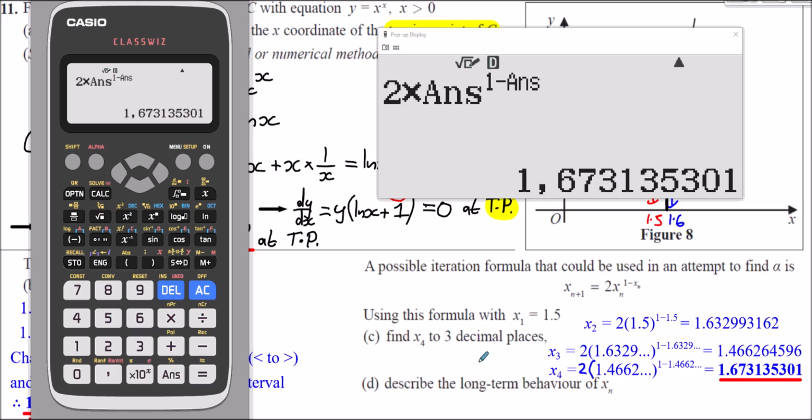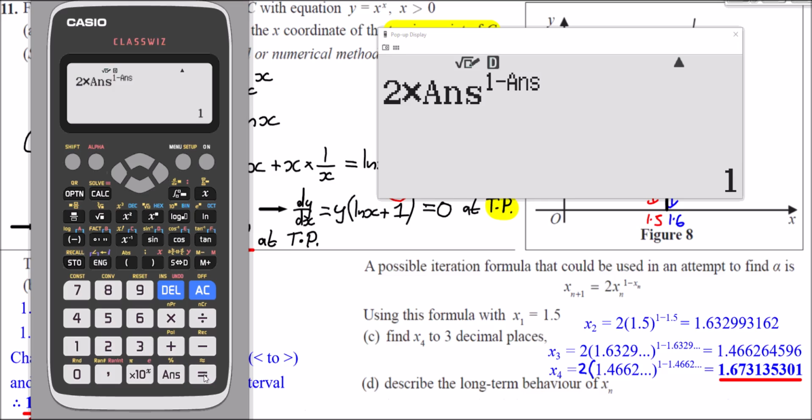Part D, we're asked to describe the long-term behaviour of x subscript n. Now we do have a calculator in our hands, so what we can do here is use this to our advantage. So if we keep pressing again and again and again, that's going closer to 2, the other value is going closer to 1. So what happens eventually is we get this. It goes 2, 1, 2, 1, 2, 1, and it alternates.